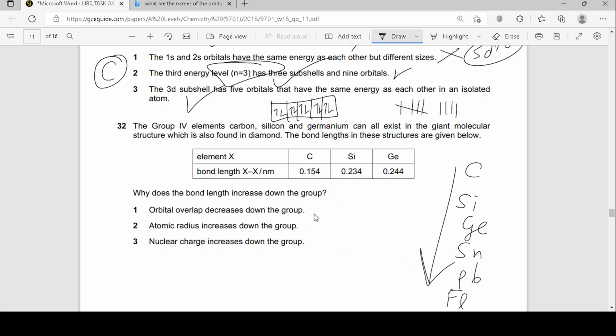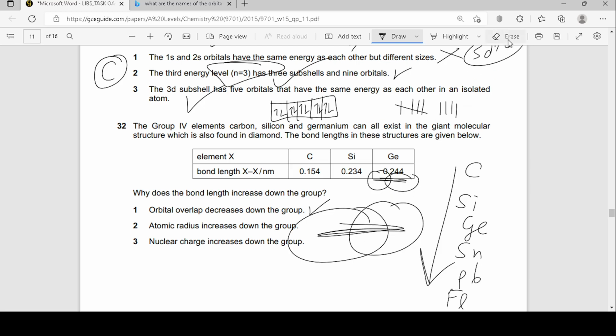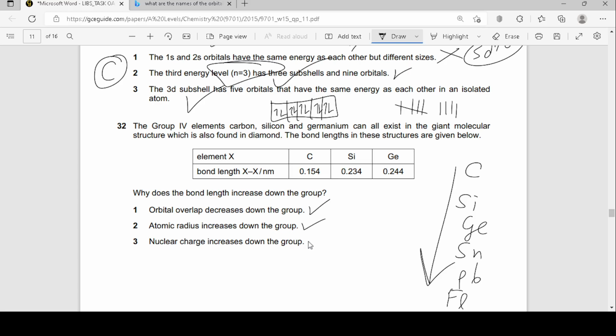Why does the bond length increase down the group? Because orbital overlap decreases down the group. That is right, because your atom becomes bigger, so your intermolecular distance increases. If your orbital overlap decreases, your bond length increases. Atomic radius increases down the group, that is right as well. And nuclear charge increases down the group? No, it doesn't. Nuclear charge does not increase down the group.